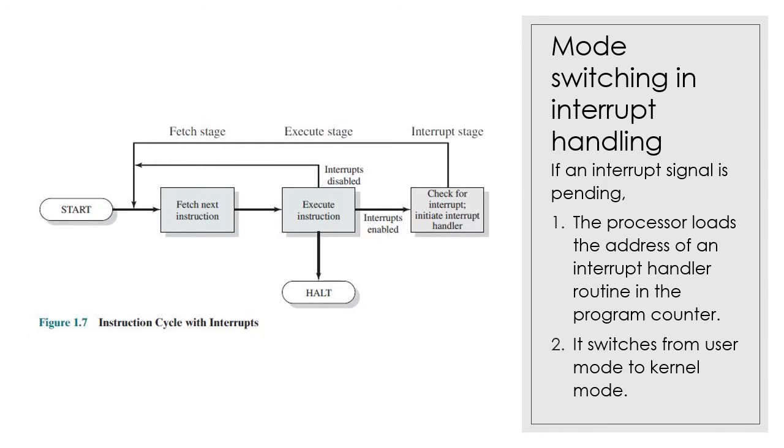Look at the instruction cycle. When it starts, an instruction is fetched from the memory address which is in the program counter. Then the instruction is decoded and executed. If the system accommodates interrupts, then after execution of an instruction, the processor will check its interrupt pins for a pending signal. If there is no interrupt signal, it fetches the next instruction.